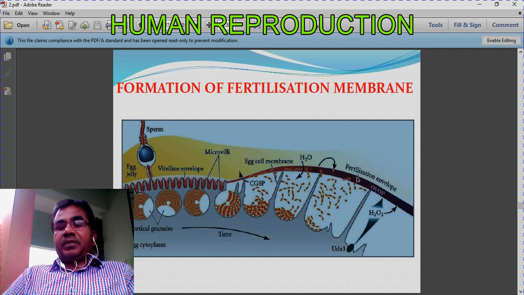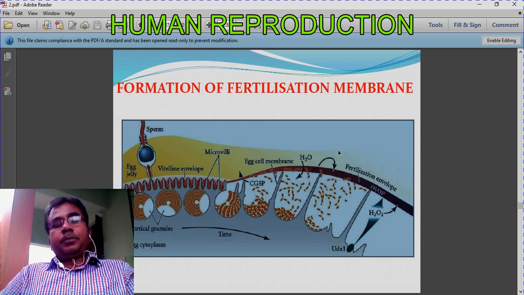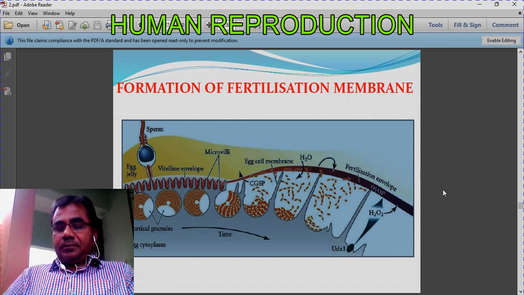What is the purpose of the fertilization membrane? So this is the fertilization membrane. This fertilization membrane will prevent the entry of further sperm into the ovum. Only one sperm enters the egg. The entry of the remaining sperms into the egg will be prevented by the formation of the fertilization membrane.